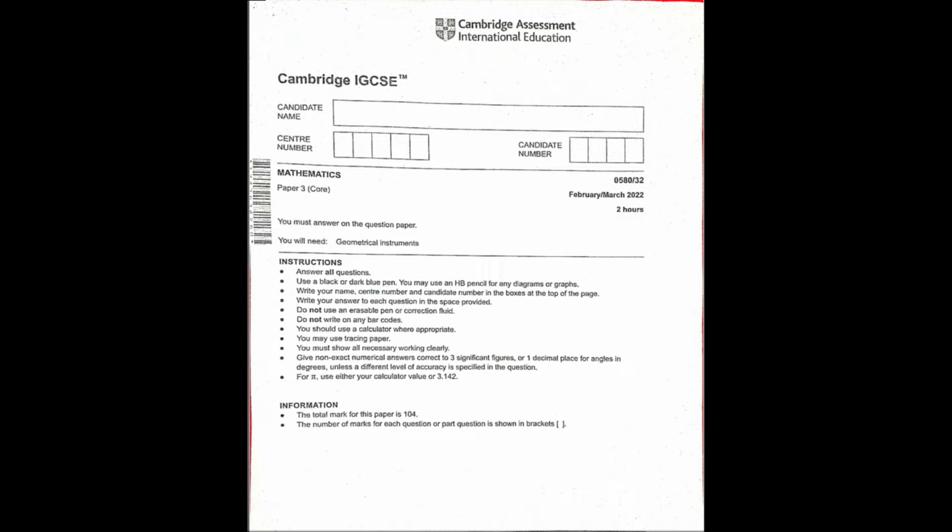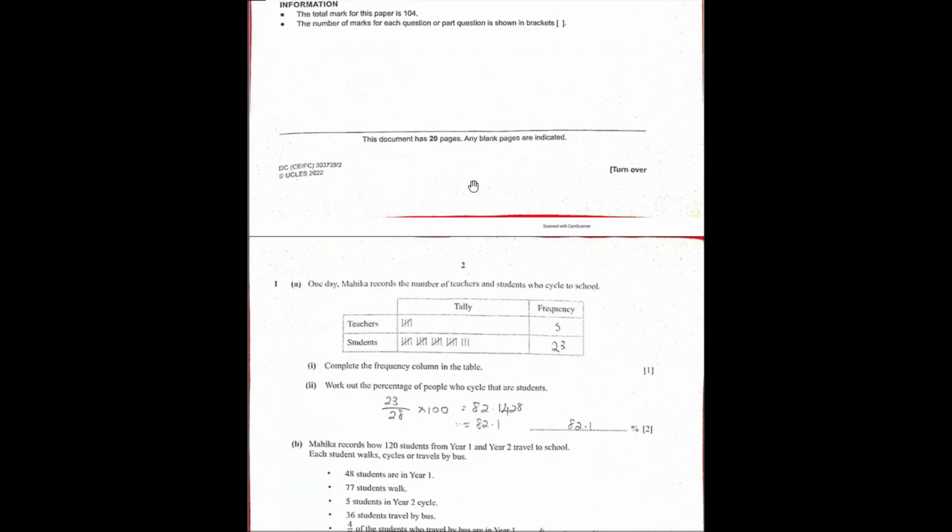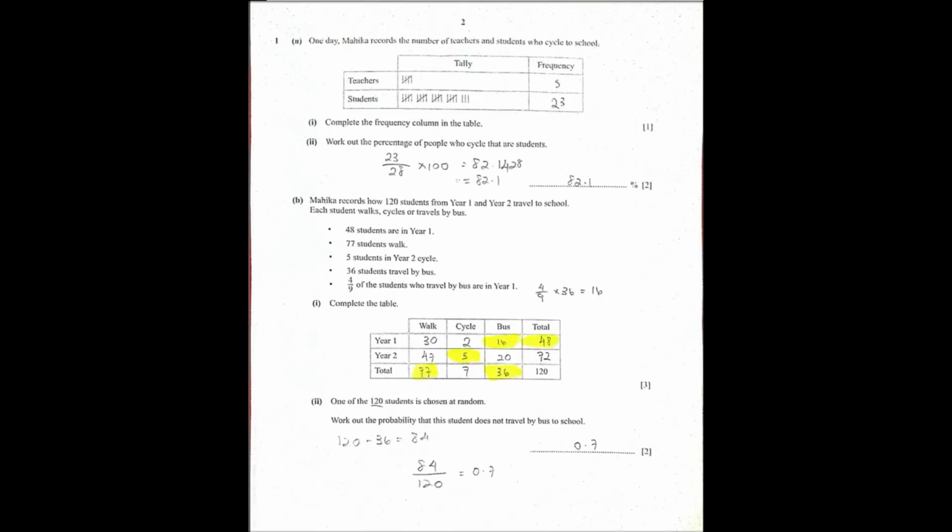We are back with paper 3 this time around of February-March 2022. So the first question we have: one day, Mahika records the number of teachers and students who cycle to school. Complete the frequency column in the table. So the frequency column, the first one is 5, while the second one is 23.